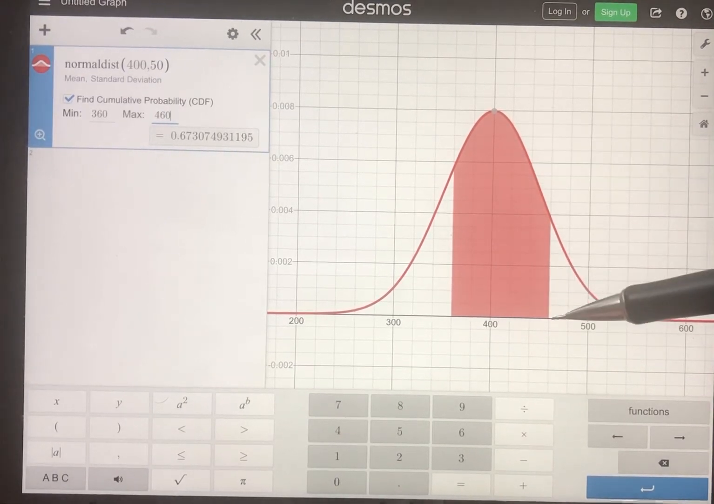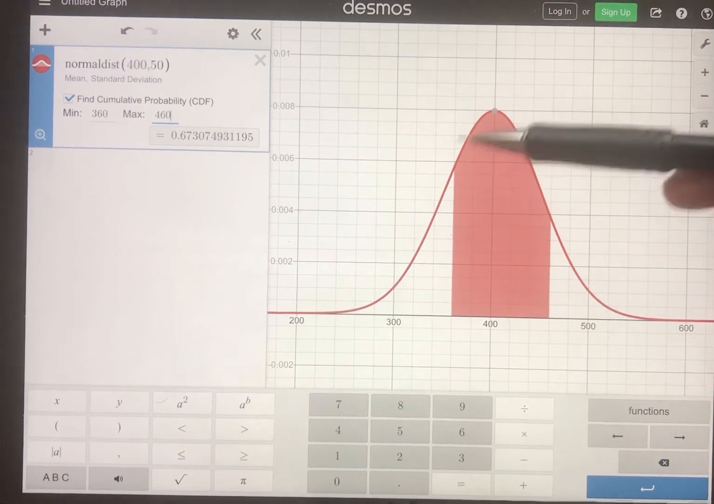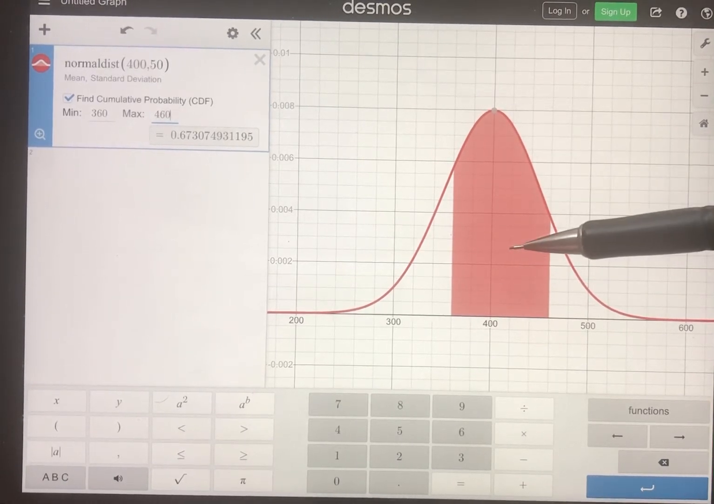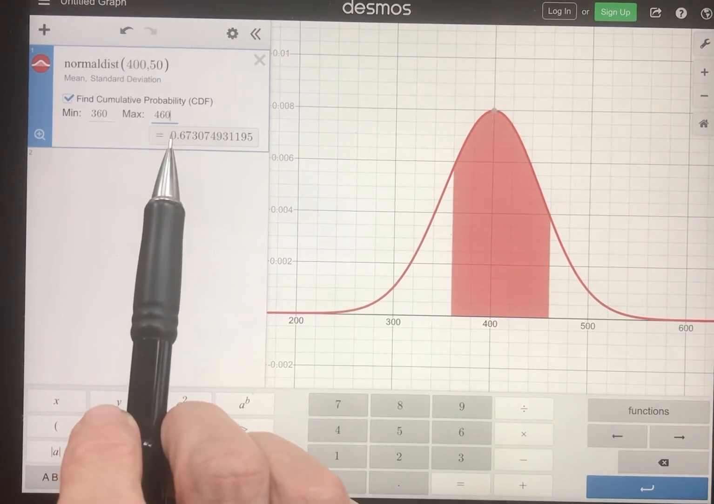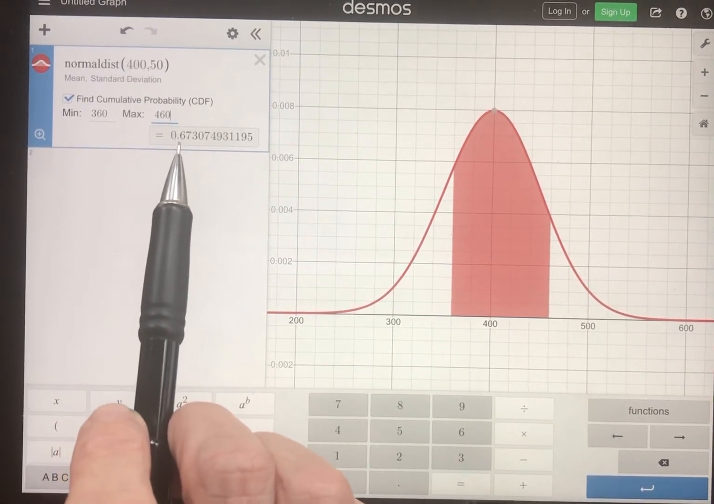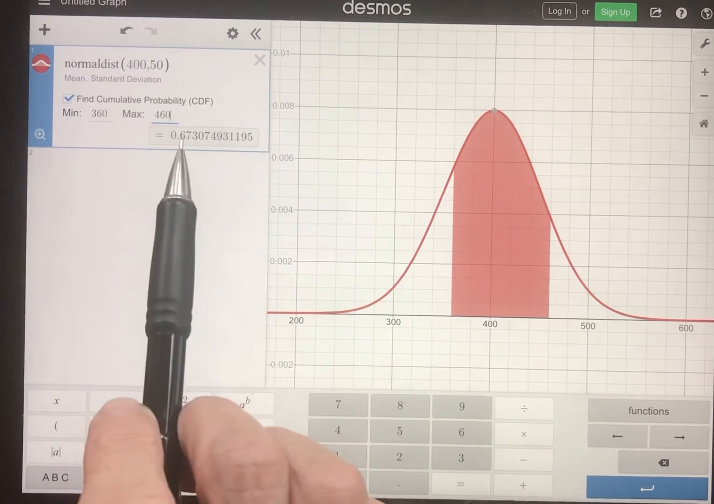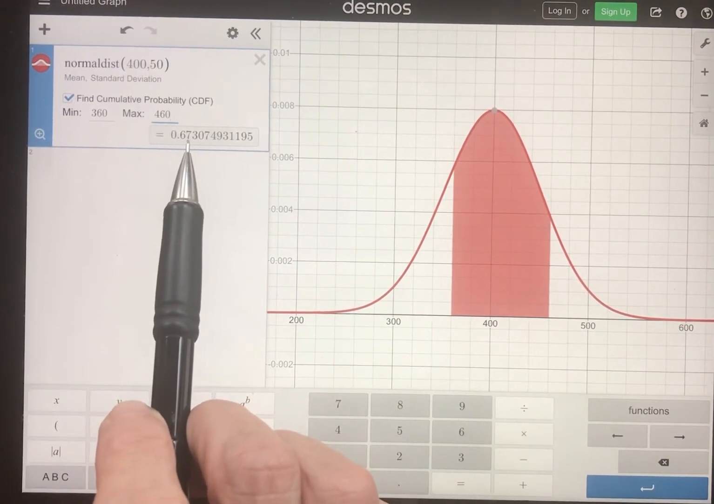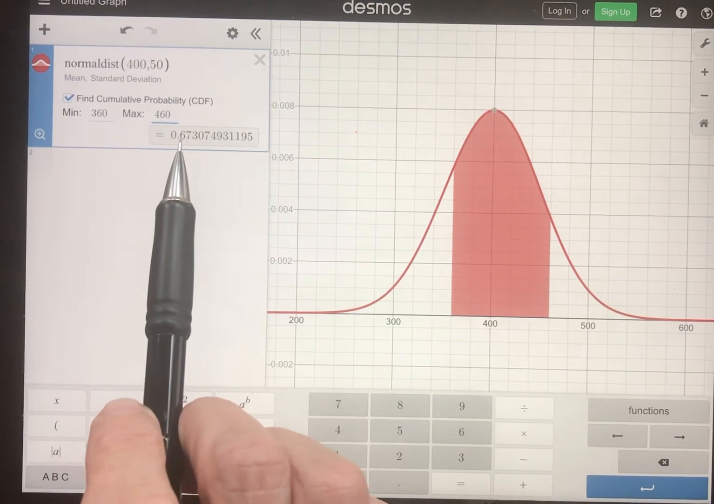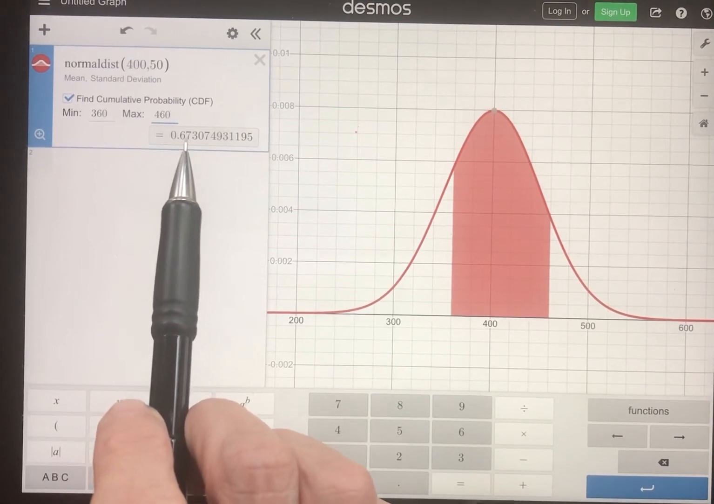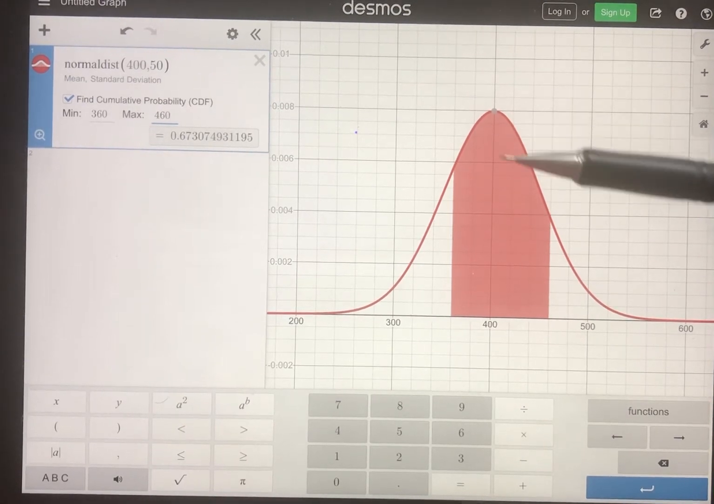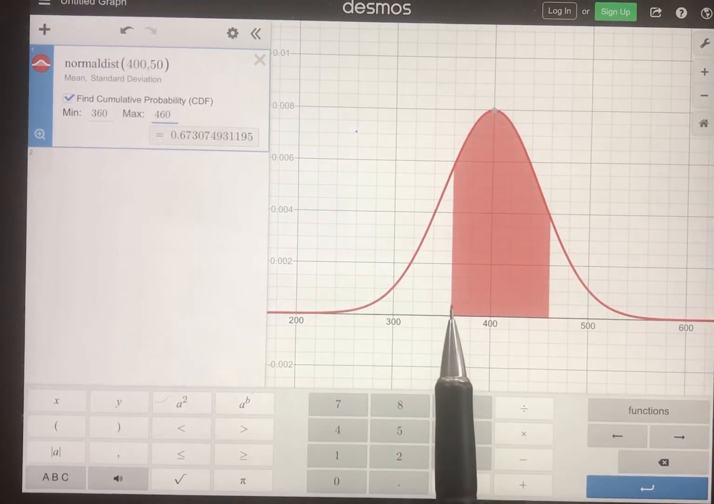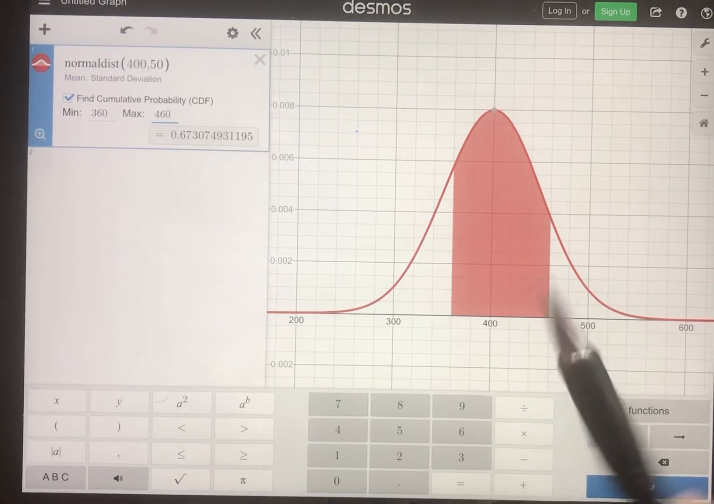The entire area under the curve is 1. So this area is the area we're looking for, and it gives us the answer as a decimal. Okay, so the percentage here is written as a decimal, which looks like it's 0.673. I'll go to the 10th, which would be 67.3%. So what percentage of these batteries will last between 360 and 460?